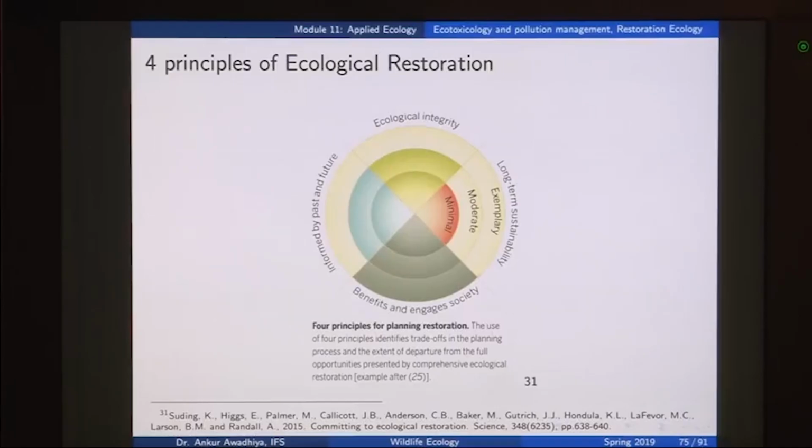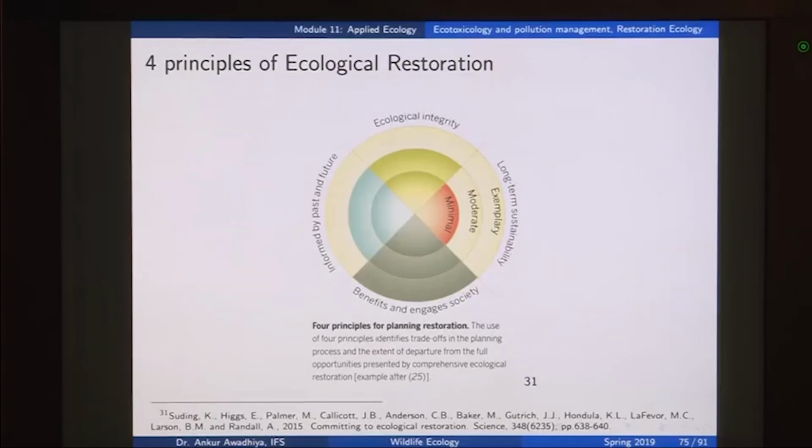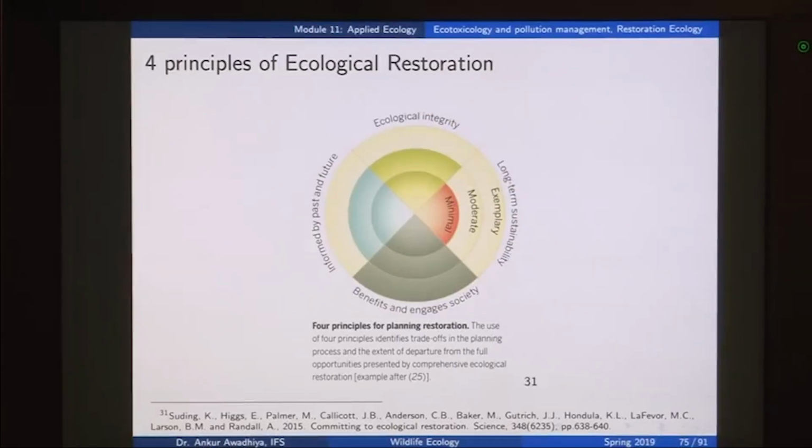But then what will happen is that if, in place of going for native species, you go for non-native, exotic or invasive species, then even though this area will have certain vegetation cover, it is also possible that they will spread even further, and after a while they will destroy a much larger ecosystem. So, you need to maintain ecological integrity in all of your operations.